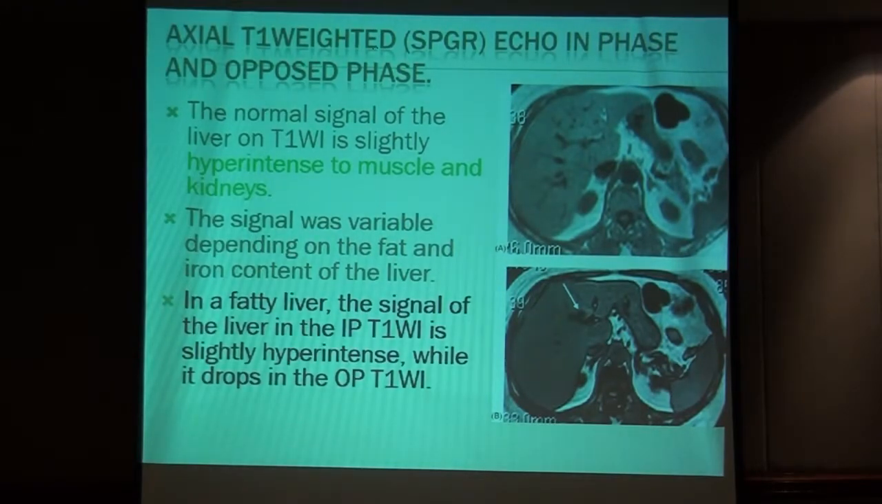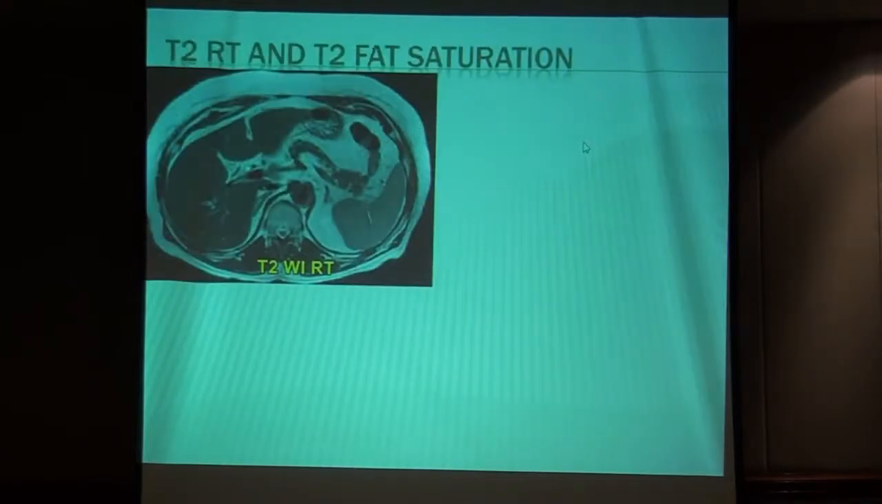In a fatty liver, the signal of the liver in the in phase T1 is slightly hyperintense while it drops in the out phase. Here there is a small area which shows a drop-out signal in the out phase while it's not apparent in the in phase. This is focal fatty infiltration.